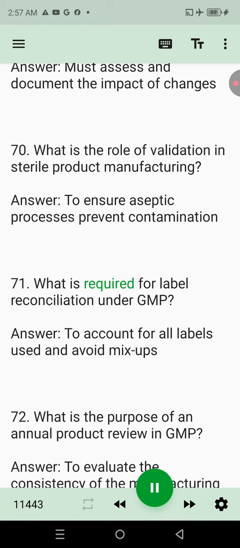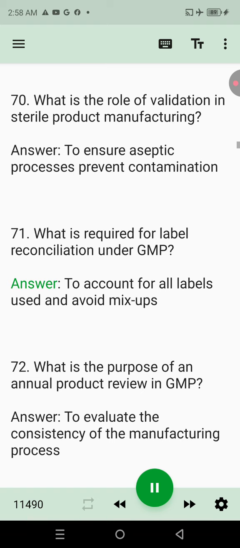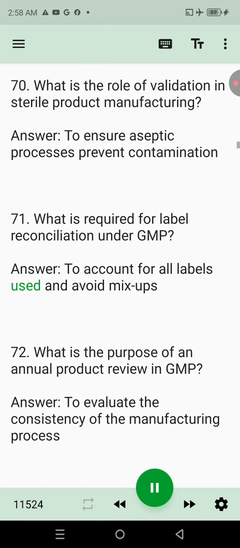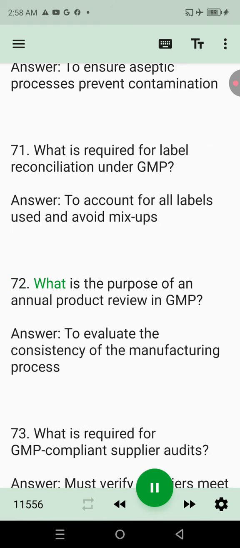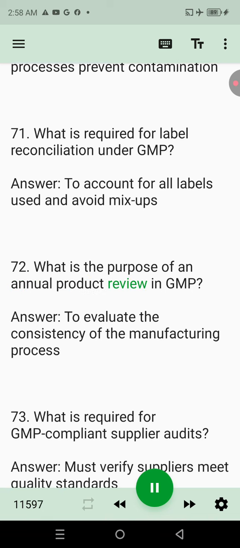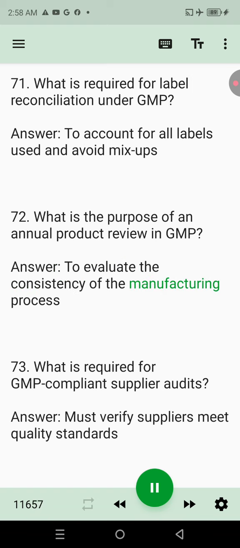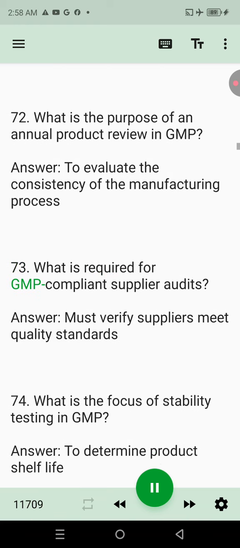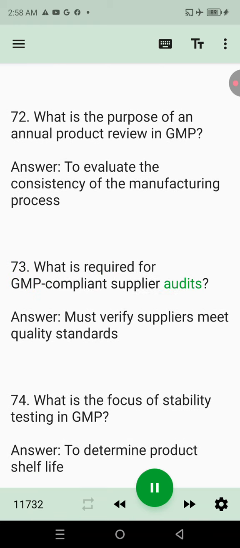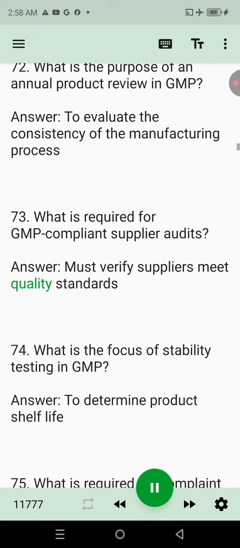71. What is required for label reconciliation under GMP? Answer: To account for all labels used and avoid mix-ups. 72. What is the purpose of an annual product review in GMP? Answer: To evaluate the consistency of the manufacturing process. 73. What is required for GMP-compliant supplier audits? Answer: Must verify suppliers meet quality standards.